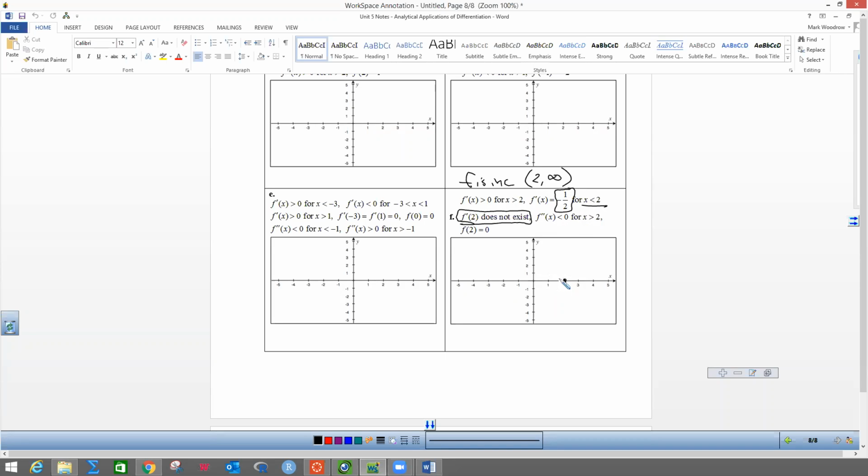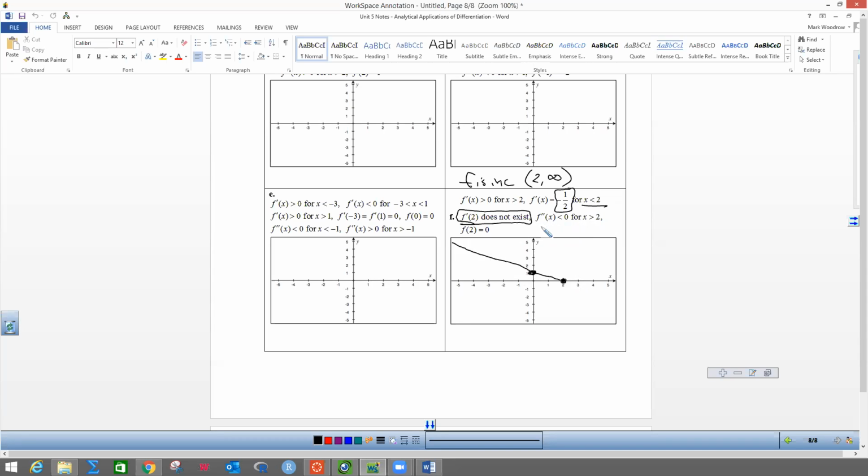A negative half slope goes down 1 over 2, or you can go up 1 over 2 this way. So this is a line going this way, because that slope is constant, negative a half anywhere here. So that line is supposed to be totally straight, okay?